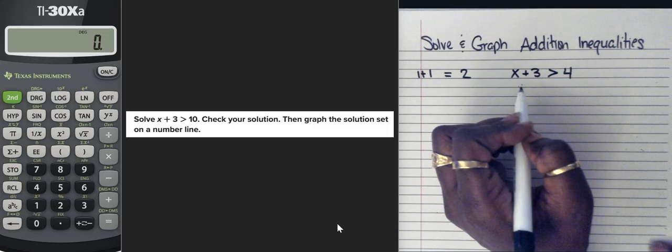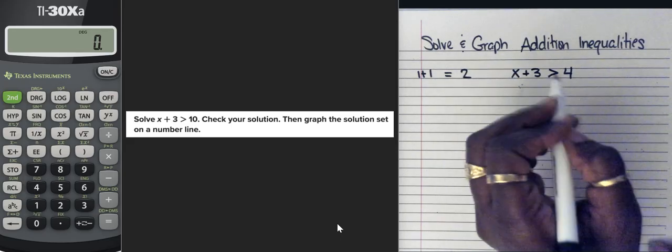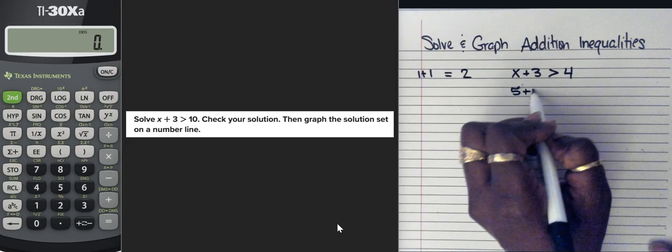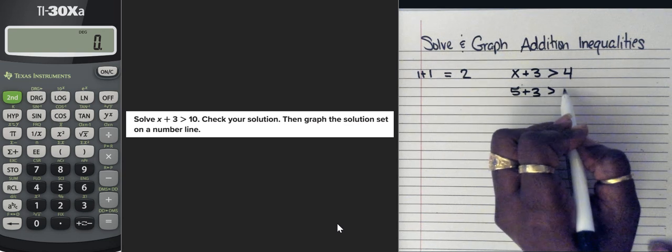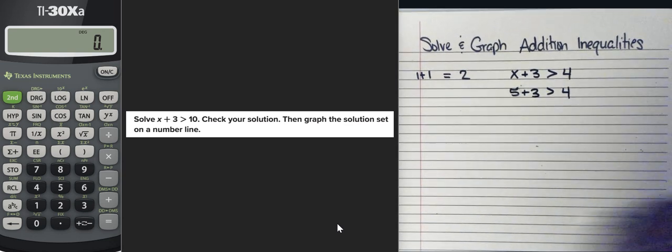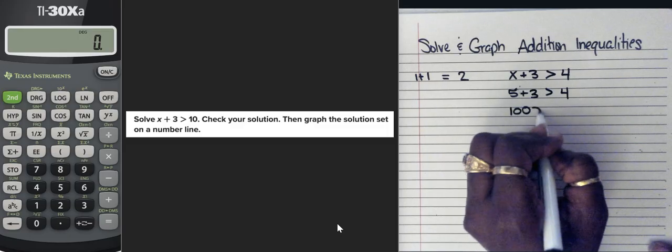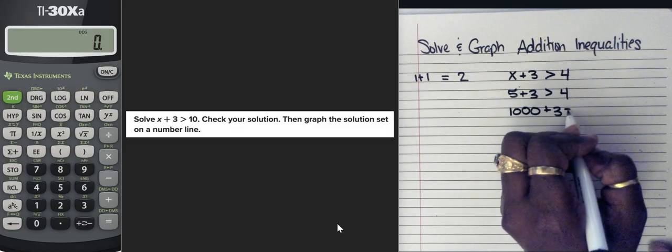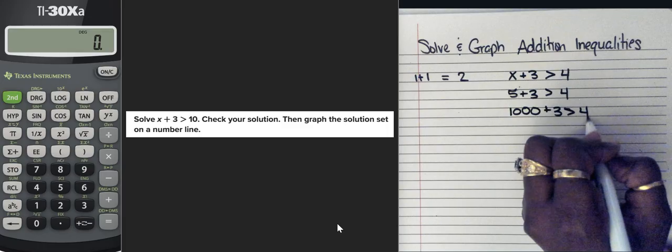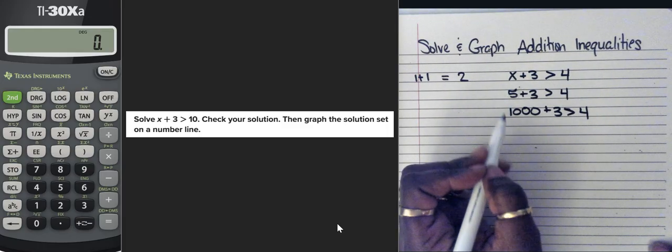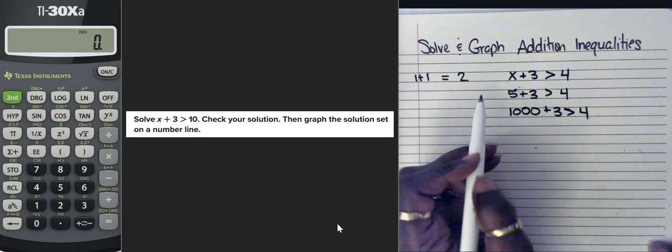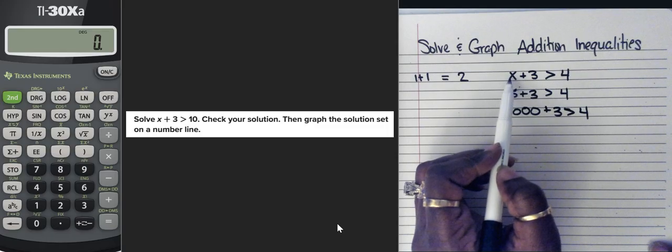So let's see. What if I replace x with 5? So that would be 5 plus 3. That's 8. And yes, that's true. That's greater than 4. What if I plug in 1,000? Okay, plus 3. Of course, that's still greater than 4, right? So there's so many answers or possibilities. There's an infinite amount of possibilities that could make this statement true.